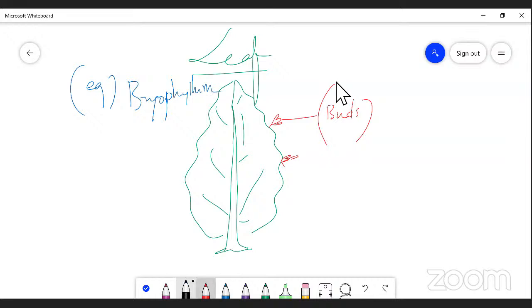The second one is Begonia. The next category is Scilla. These are examples of vegetative reproduction taking place from the leaf. Some examples, I can say Bryophyllum, from which a bud arises from the margin, and Begonia and Scilla. They are the examples of vegetative reproduction occurring in the leaf portion.